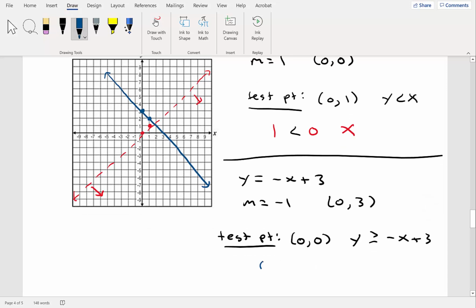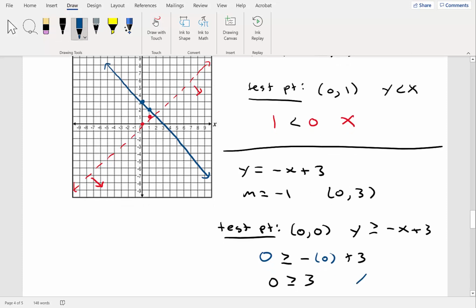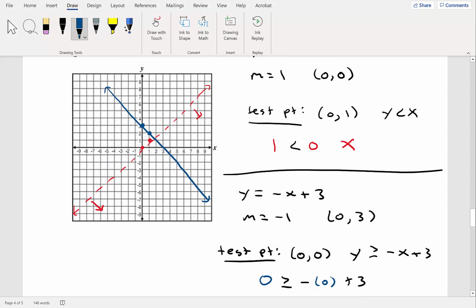So we have 0 is greater than or equal to negative, and then my x, which is also 0, and I have plus 3. Now let's go ahead and simplify. I get 0 is greater than or equal to 3. Well, 0 is not greater than or equal to 3. This is not a true statement. So now we have to shade in the other side of the test point. So the other side of the test point would be this side over here.